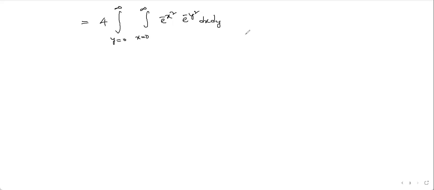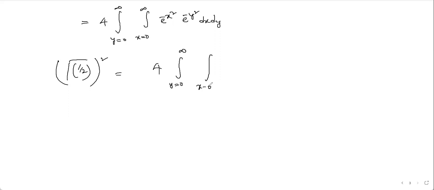Now, by the property of multiple integrals, we can write gamma half whole square as 4 times the integral y from 0 to infinity, x from 0 to infinity, of e to the power of minus x square plus y square dx dy.